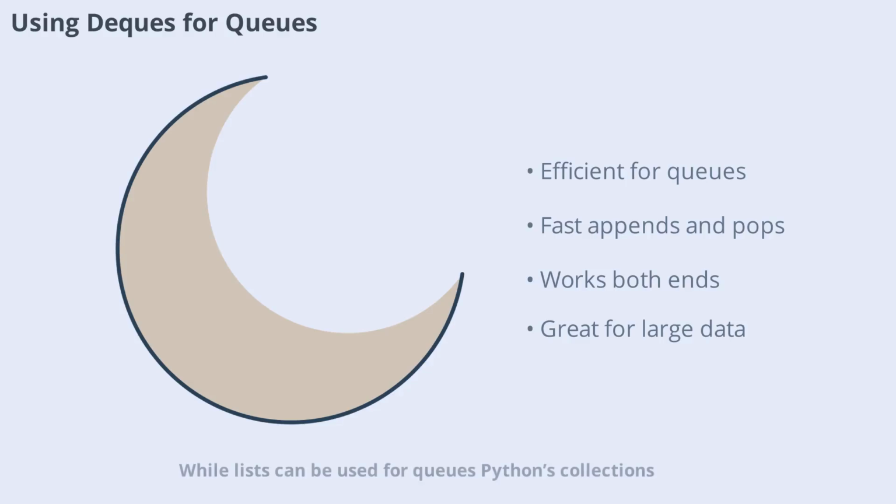A list can be used for queues. Python's collections deque is more efficient for adding and removing items from both ends. Deques provide fast appends and pops from either side, making them perfect for implementing queues and stacks. They're especially useful when you need to process data in both directions or manage large datasets efficiently.